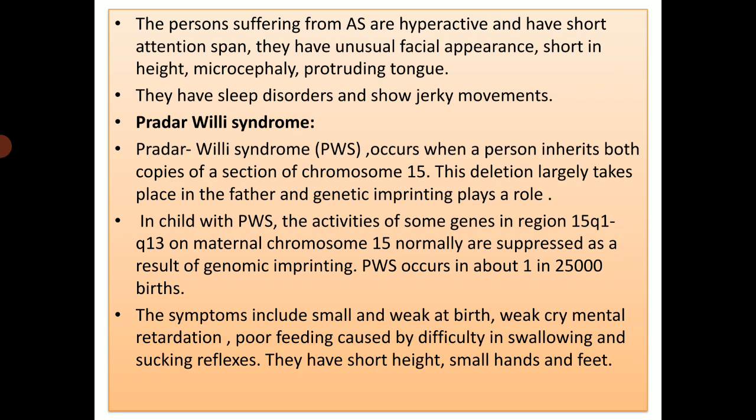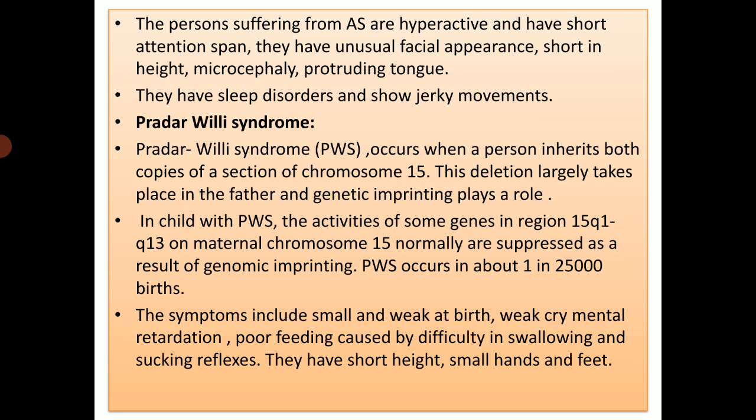This deletion, in a section of chromosome 15. Okay. Now this deletion largely takes place in the father, and genetic imprinting plays a role. In a child with PWS, that is Prader-Willi syndrome, the activities of some genes in the region 15q11 to q13 on the maternal chromosome 15 normally are suppressed as a result of genomic imprinting, and this syndrome occurs in about 1 in 25,000 births.